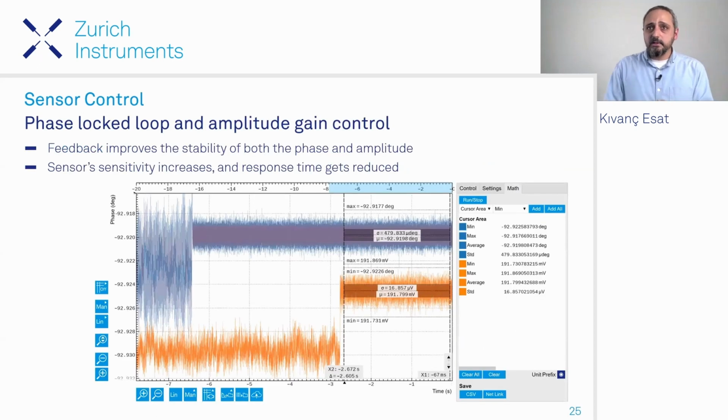Here, a typical example: the blue curve is the phase, and the orange curve is the amplitude. Here, at this point, a phase lock loop kicks in to stabilize the phase, and you can see the difference is very clear in the sensor's response. But the amplitude is still free running at this point, and to be able to stabilize that, we need another loop that runs in parallel. Once it's closed, then we have both amplitude and phase stable. So this is then called amplitude gain control, actually.